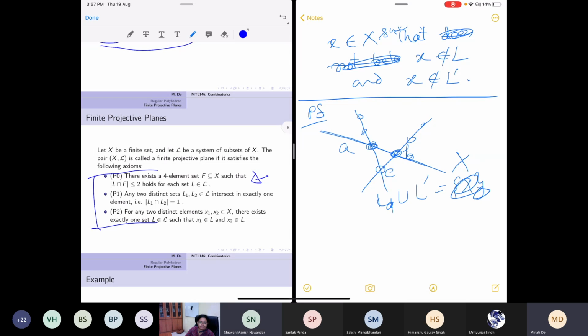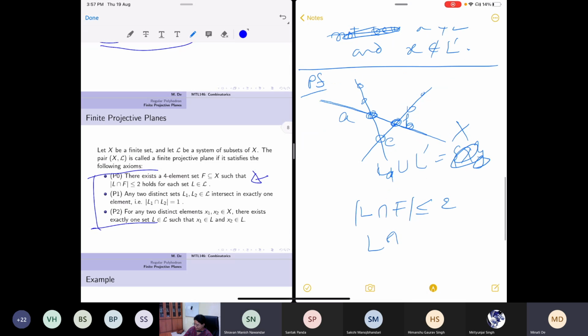What we can say is, using P0, if we take any four element set, with L1 the intersection should be less than 2. With L2 it should be less than 2. But also, L1 intersection L2 is also 1. And L dash intersection F, ma'am, that will also be less than 2.